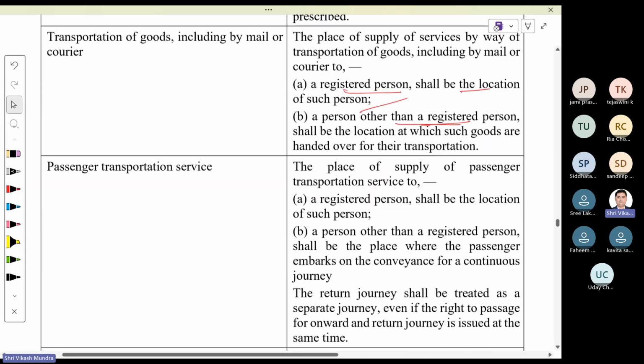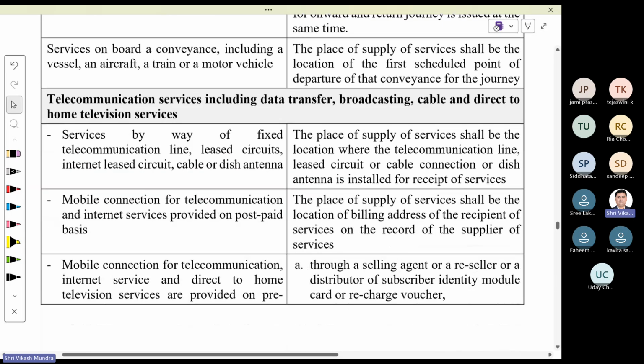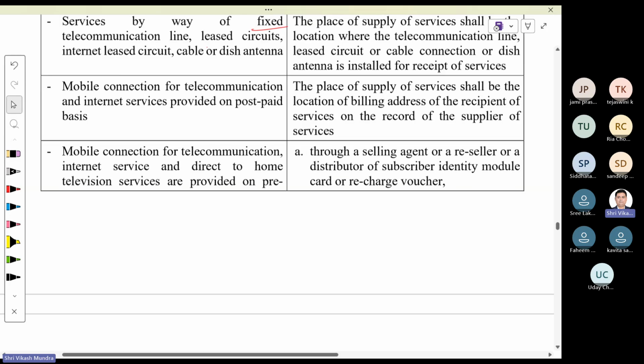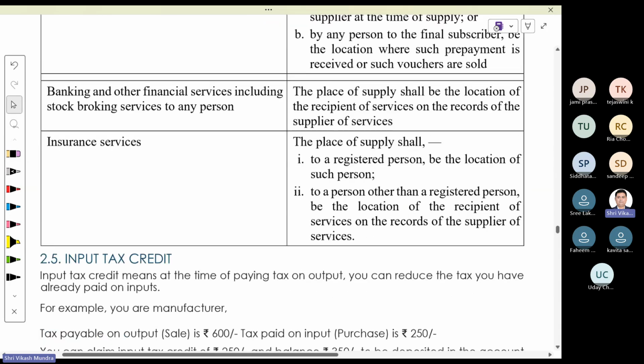Passenger transport service, I am bypassing. Telecommunication service: if it is provided through a fixed telecommunication line, then where it is installed would be considered as the place of supply. Mobile connection: if the billing address is available, then it would be considered at that place. If the billing address is not available, then the place of the provider of the service would be considered as the place of supply. In case of banking, the same rule is applicable. In case of insurance, the same rule is applicable.